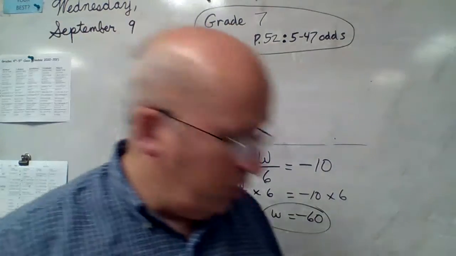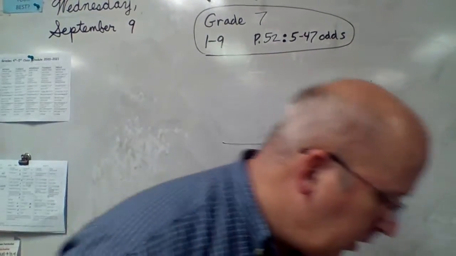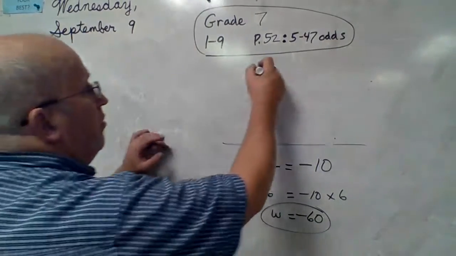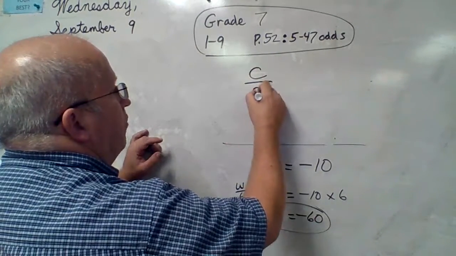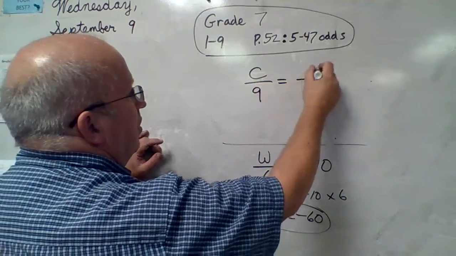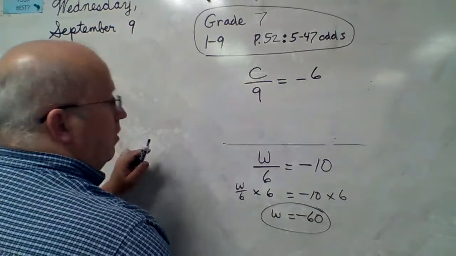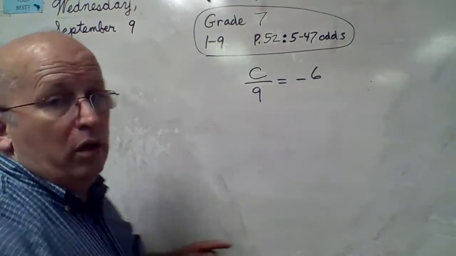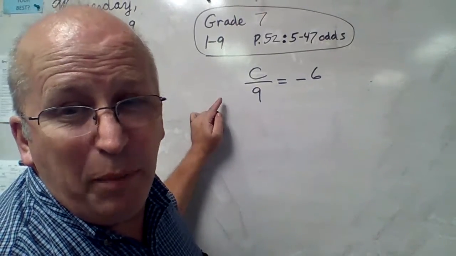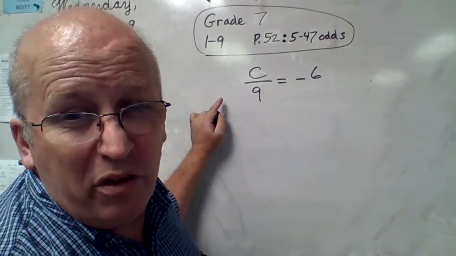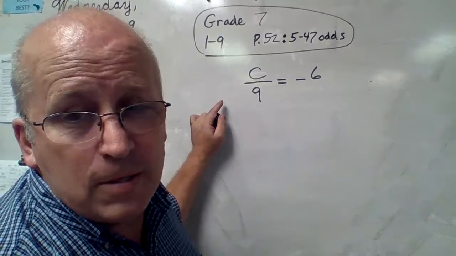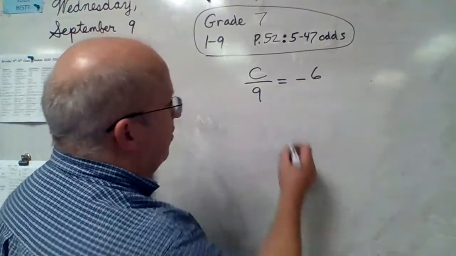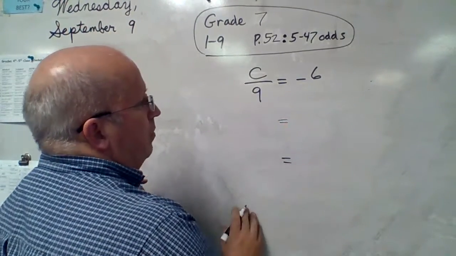Let's try another one. How about something like this? C over the top of 9 equals negative 6. Or in other words, C divided by 9, that'd be a better way of saying it. C divided by 9 equals negative 6. How am I going to get that C all by its lonesome?